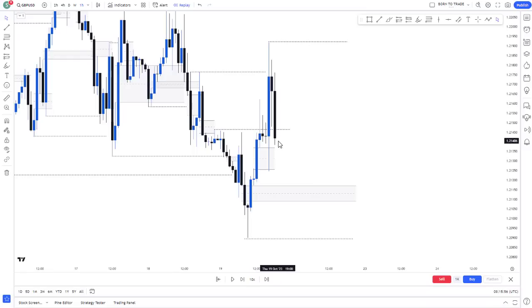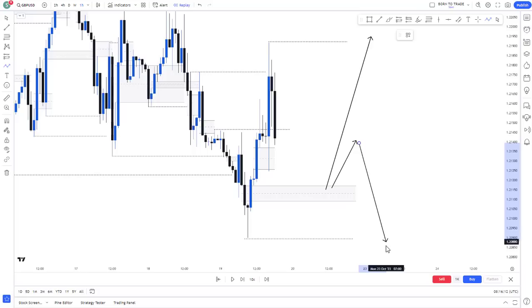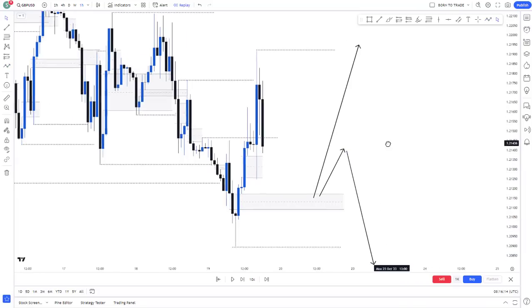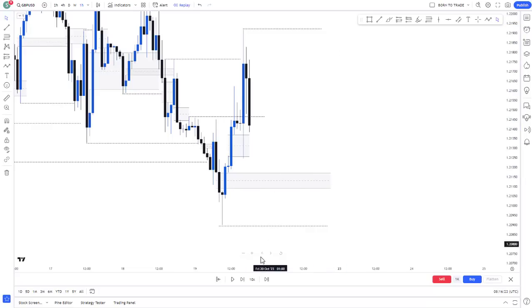So what price can actually do is it could come to this fair value gap, react to take this particular high, or it could come to this fair value gap, react a little bit. After this little reaction, it can go lower to take this external range liquidity. So these are the two things I'm expecting price to do at this particular area. Okay, so let's see how this is going to work out. Let's see what price is going to print.